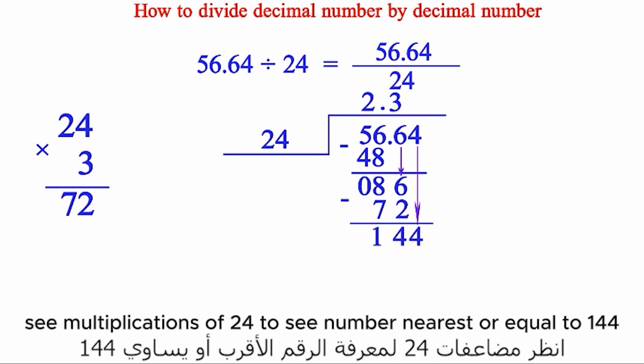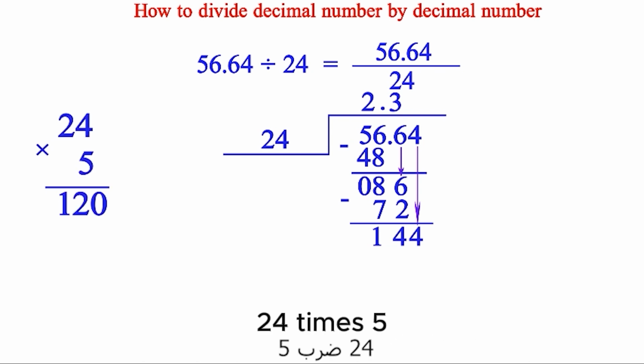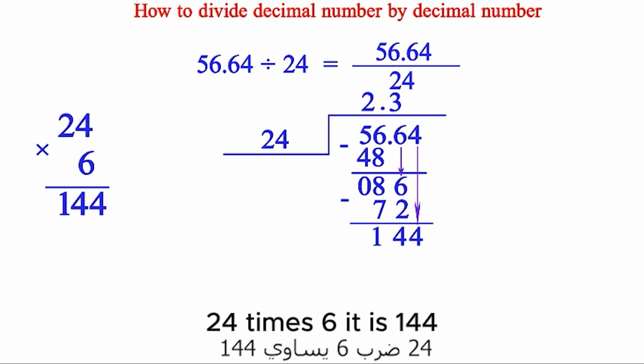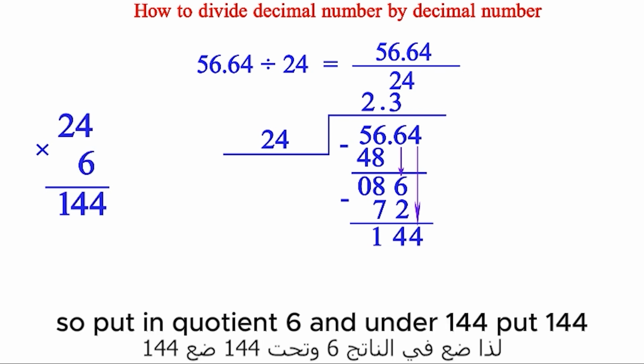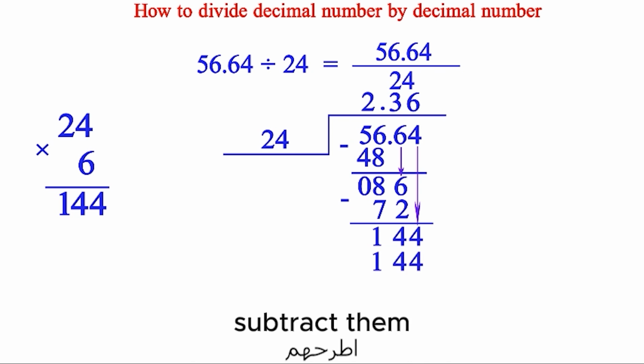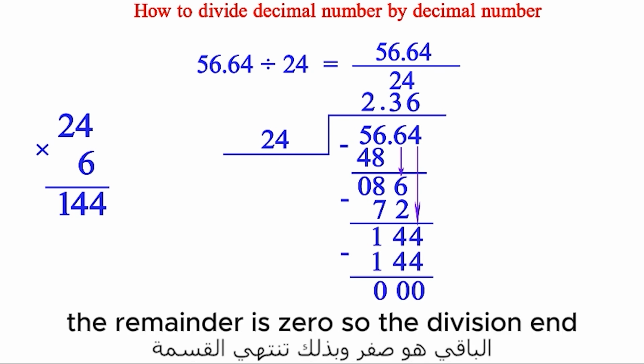See multiplications of 24 to find the number nearest or equal to 144. 24 times 4, 24 times 5, 24 times 6 is 144. So put 6 in the quotient and under 144 put 144. Subtract them. The remainder is 0, so the division ends.